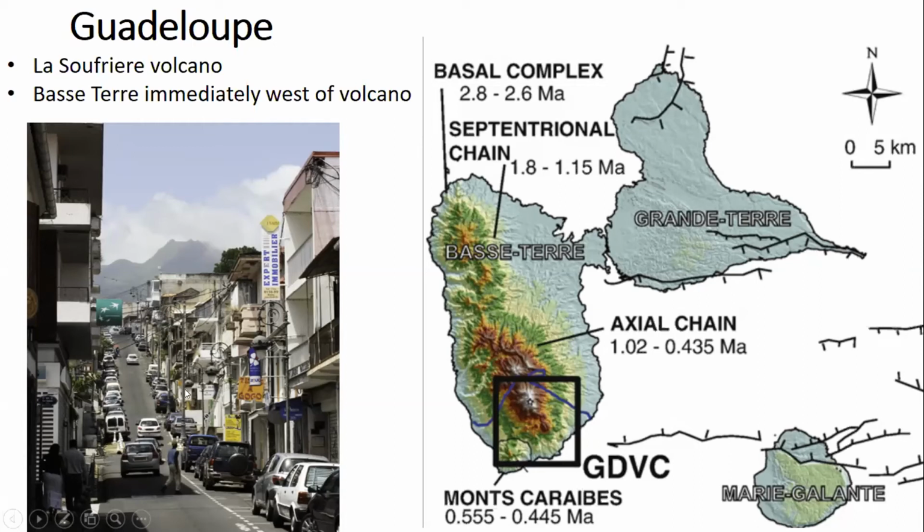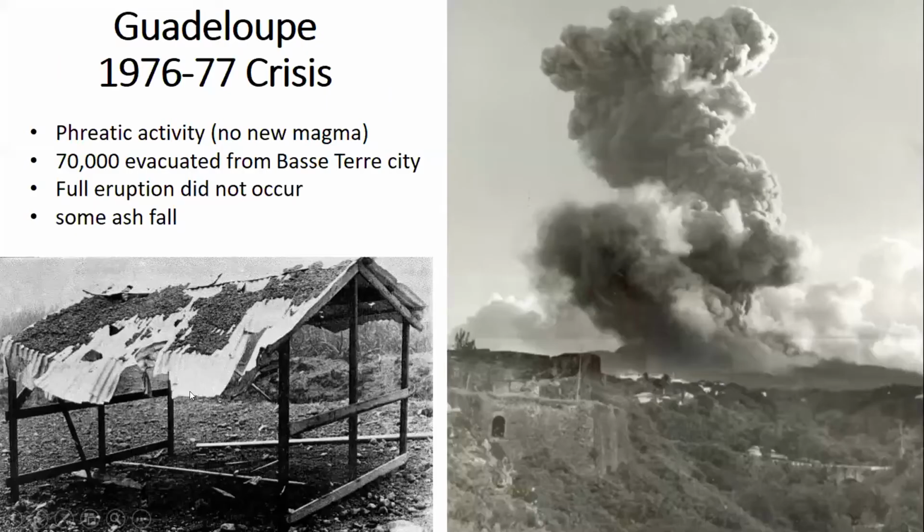And what happened was a volcanic crisis developed where the volcano basically came to life. Here's a photograph of some of the activity. You can see there was actual manifestation of activity with small explosions occurring. And you can see that there was clearly tephra on top of some buildings that were close to the volcano. So there was an ashfall hazard. And as a consequence, 70,000 people were evacuated from the town of Basse-Terre. However, this didn't develop into a full-blown eruption.